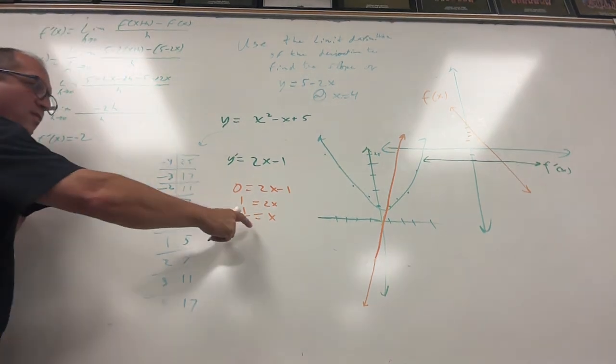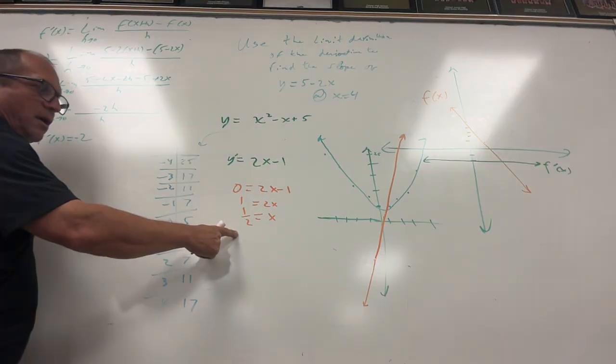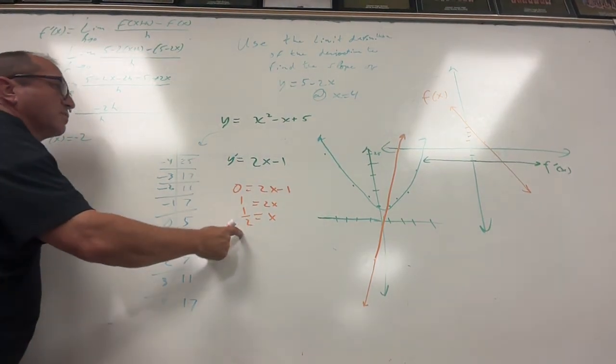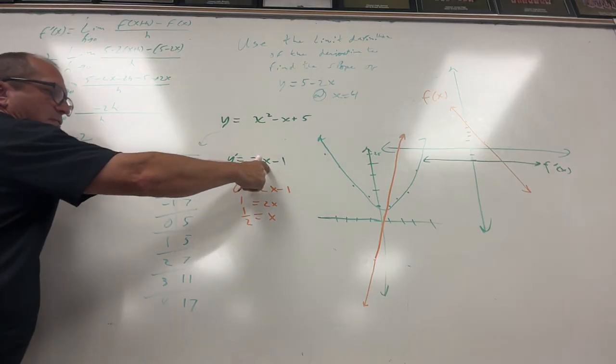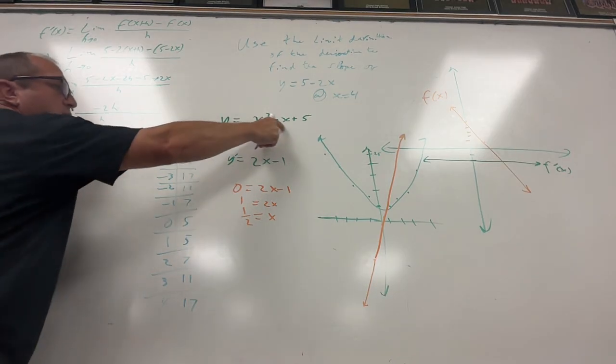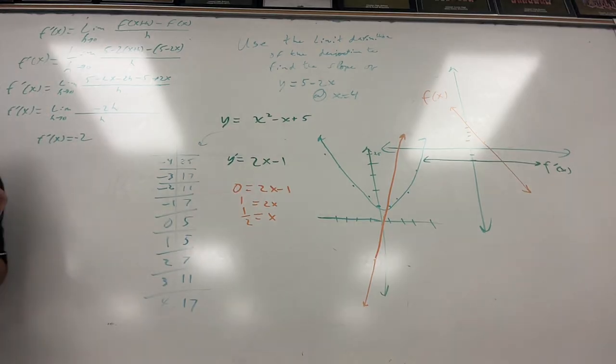So we find the x value of the vertex. To find the y value of the vertex, we don't plug back into here. If we plug back into here, we get 0. We go back and plug into the original equation, and that would give us the actual point.